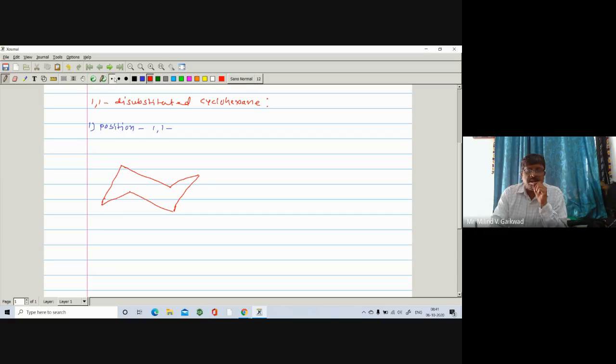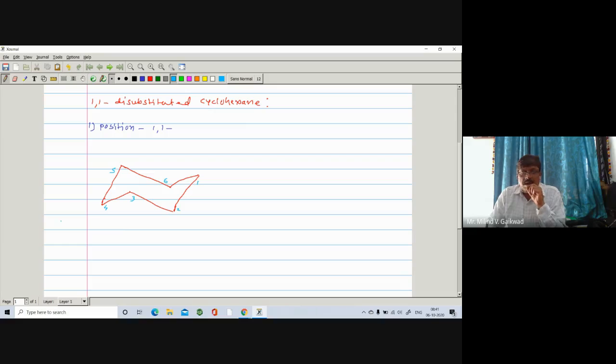How to use the numbering? Here you can write number 1, suppose number 1, number 2, number 3, number 4, number 5, and number 6. So it is your cyclohexane. In this way you have to draw the structure.